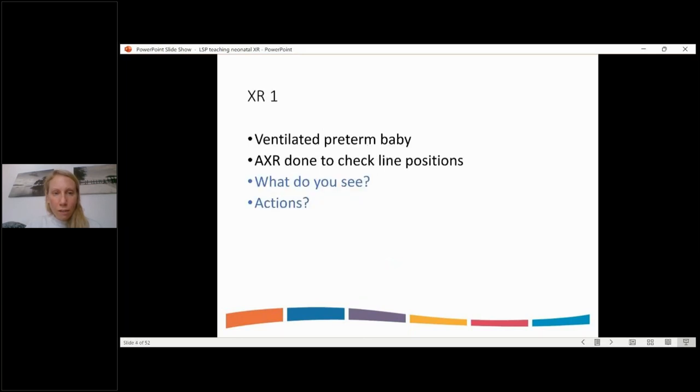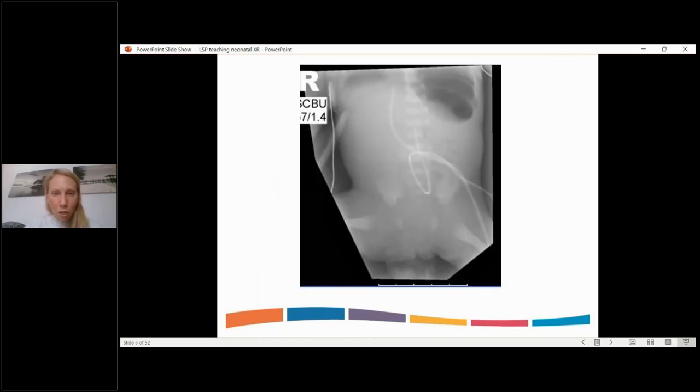So each of the x-rays is going to be like this. I give you a short history, and then if you can pop in the chat the answers once I show you the x-ray. And don't worry about being right or wrong. A lot of these x-rays flummoxed a lot of the team, and that's why we've used them. So this is a ventilated preterm baby. The team had put lines in routinely, and this is just an abdominal x-ray to check the line position of the umbilical lines. So this is the x-ray.